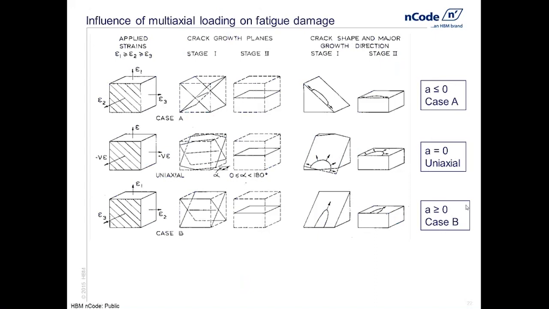three different cases. Case A loadings are defined by negative biaxiality, and in this case, shear cracks will be driven fastest along the surface in mode 2. On the other hand, if you've got a positive biaxiality, case B, the fastest direction of growth is on a 45-degree plane inclined into the surface.